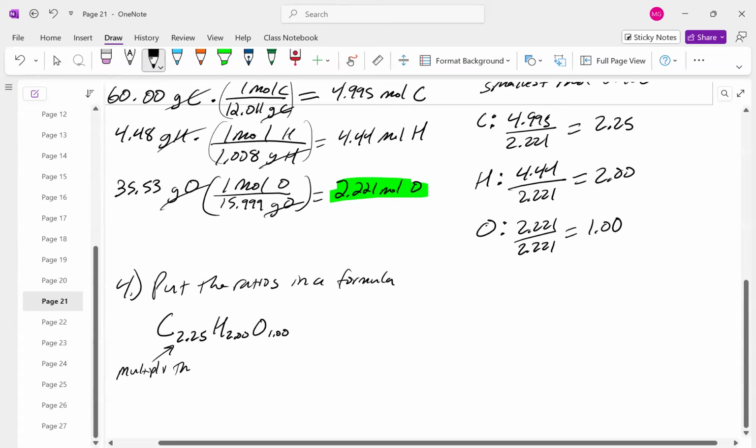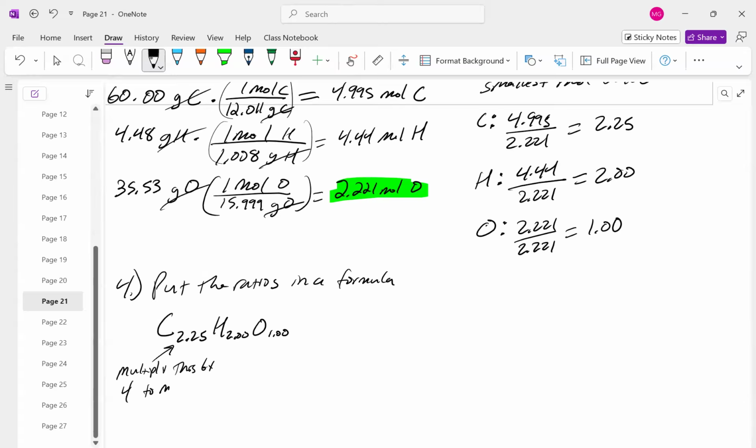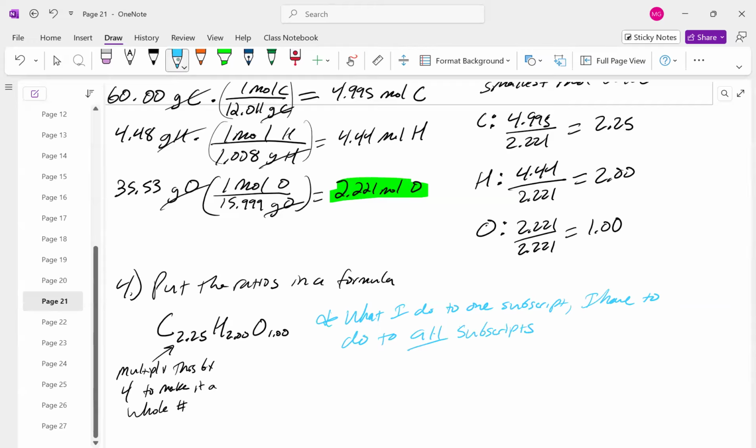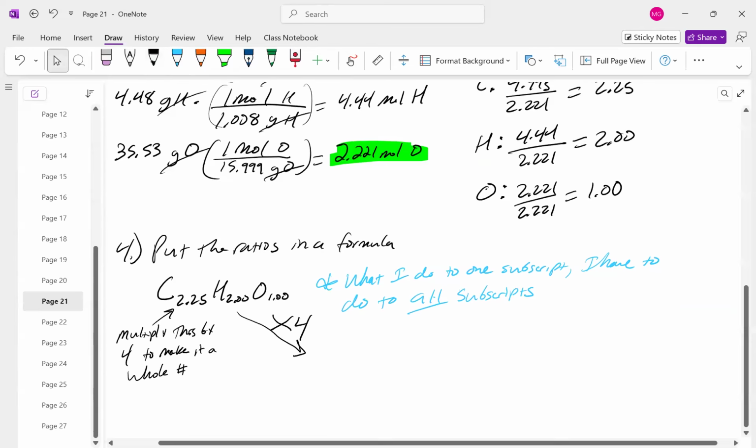I'm going to multiply this by 4 to make it a whole number. But here's the catch. What I do to one subscript I have to do to all subscripts. So I'm going to take all of these, multiply them by 4.